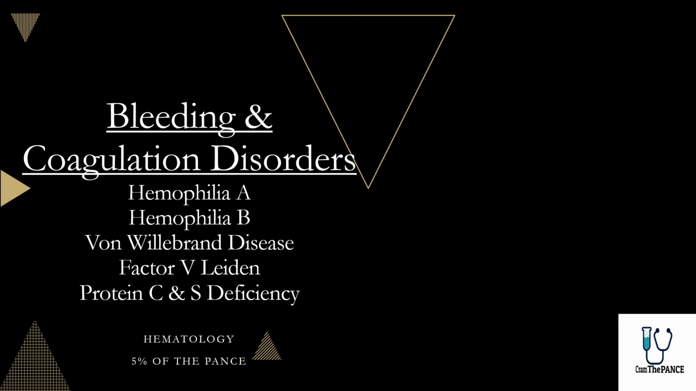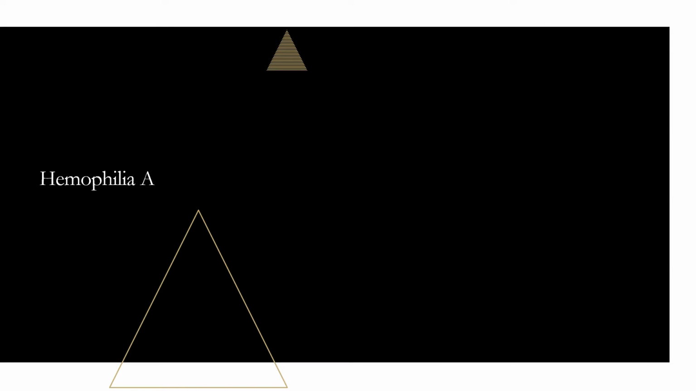Let's go ahead and get started with bleeding and coagulation disorders, and let's start with the one you'll probably hear the most about, and that's hemophilia A. So hemophilia A is your most common type of hemophilia, much more common than hemophilia B. It's not your most common bleeding disorder, but it's your most common of the hemophilia.